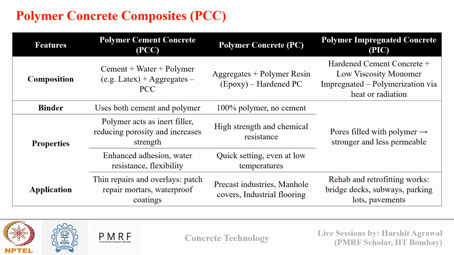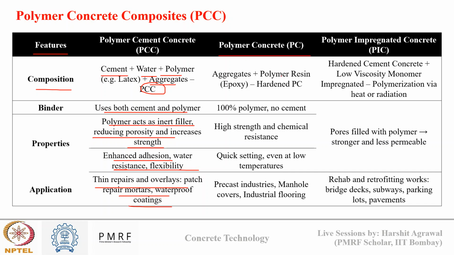Okay, so if we look at this table of how features are compared in these three types, in polymer cement concrete, we have cement plus water plus polymer plus aggregate, which makes the PCC. Here the binder is both cement and polymer. Polymer acts as a filler, which reduces the porosity and increases the strength, and it enhances the adhesion, water resistance and flexibility also. Such PCC is used for thin repair and overlay, like patch repair mortar or waterproofing coating.